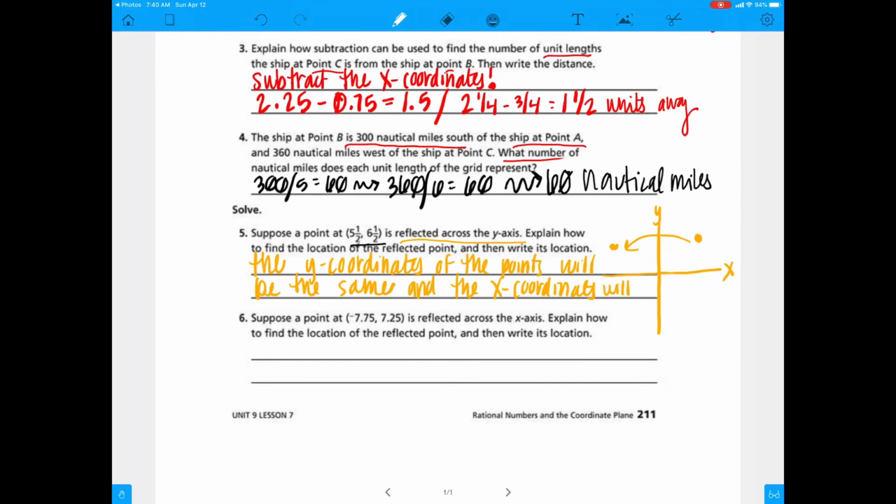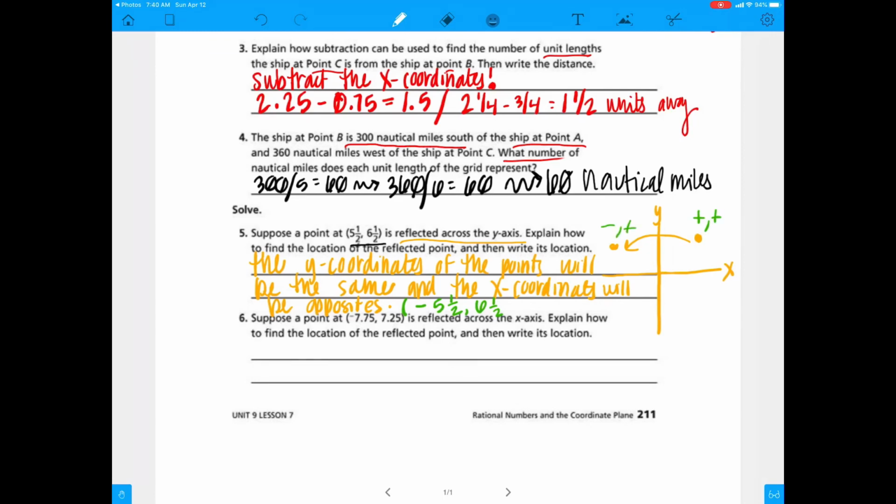I just know that quadrant is positive. So it's going to start there. And it's going to go to quadrant 2 because it's reflected across the y-axis. So we have the same y, just a different x. The new coordinates for this location are going to be -5 1/2 and then still the same 6 1/2. Just the x-coordinate changed to being the opposite, which would be negative.